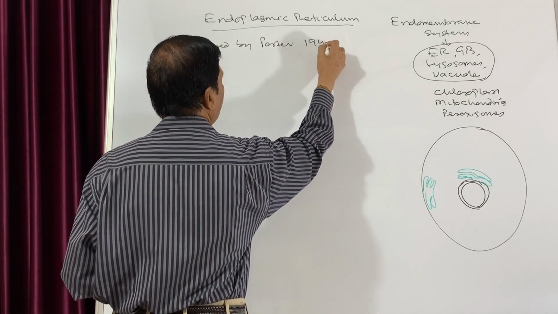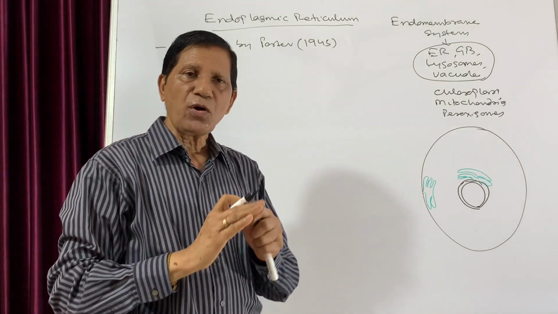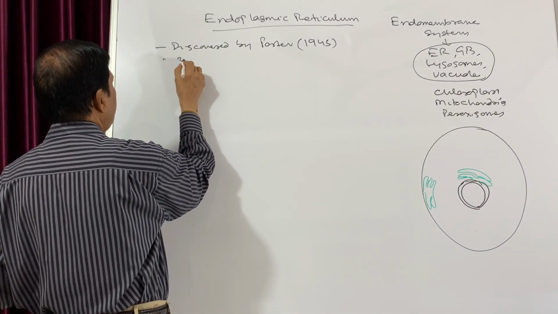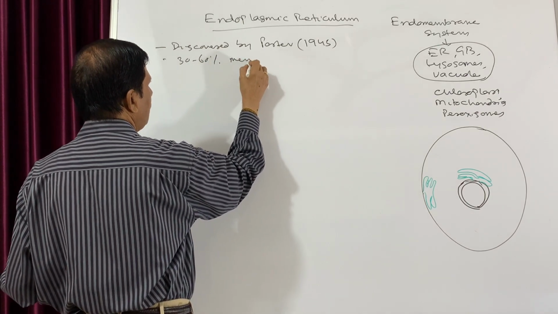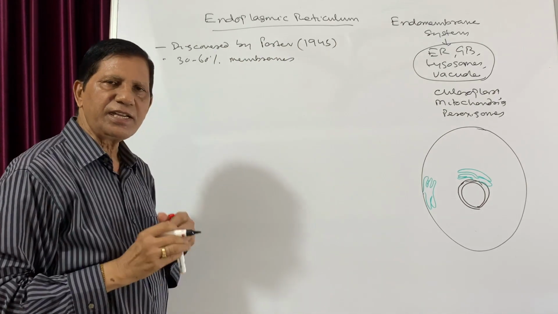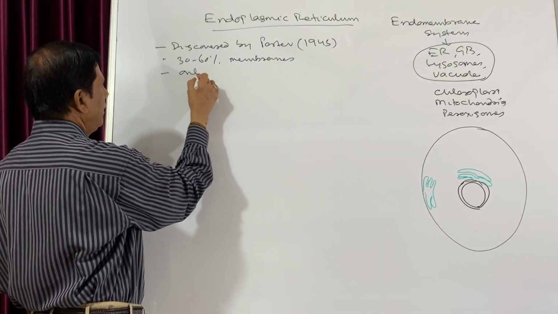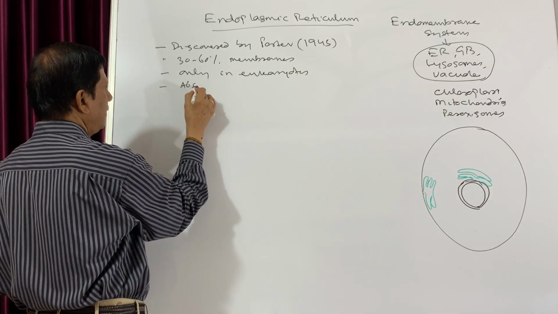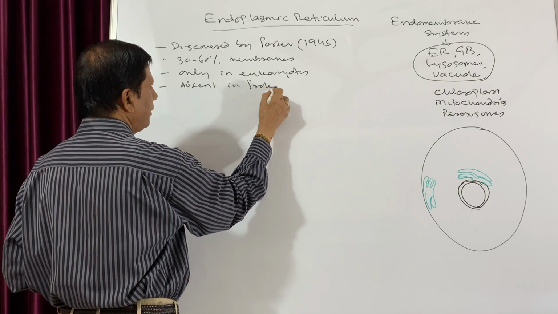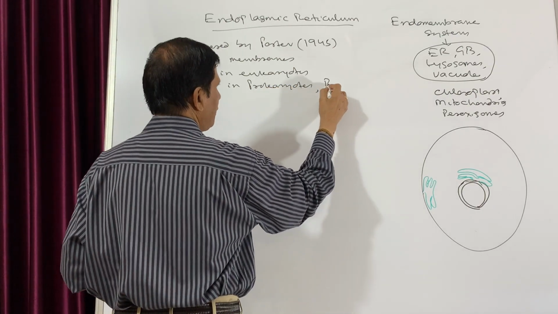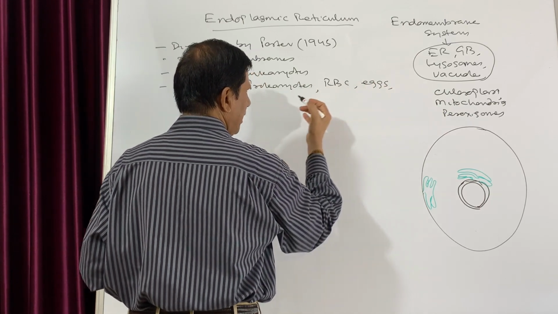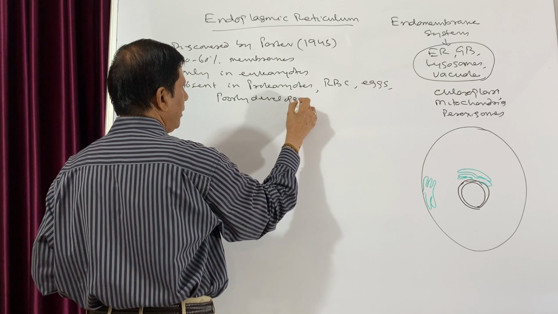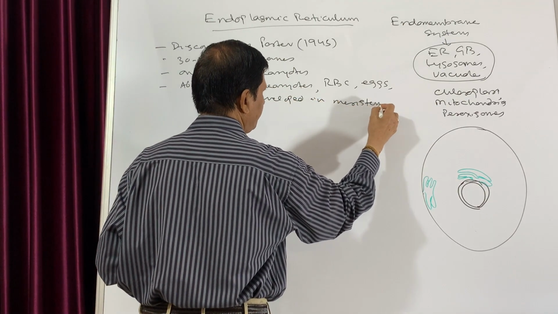in 1945. Among all the membrane structures present in the cytoplasm, the endoplasmic reticulum constitutes about 30 to 60% of the membranes. But the endoplasmic reticulum is present only in eukaryotes. It is absent in prokaryotes, mature RBCs and eggs, and it is also very poorly developed in meristems or meristematic tissues.